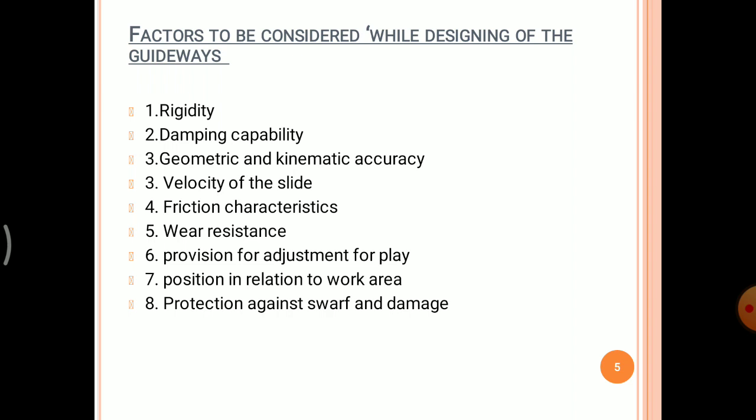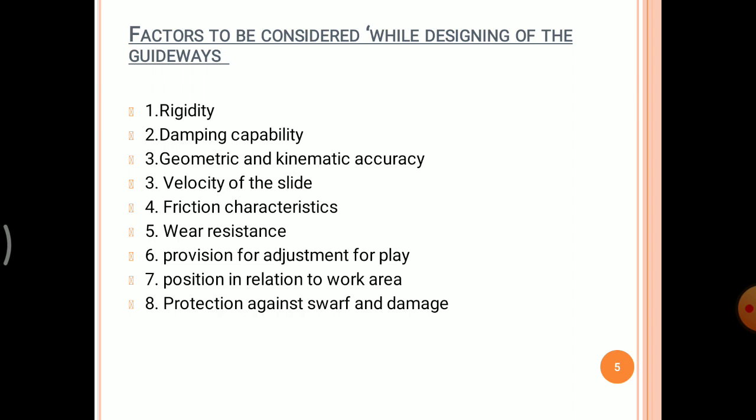Number 2, damping capability. What is damping capability? We know that on the machine structure there is vibration. So the guideway should have the ability to damp out this vibration, to eliminate this vibration. That is called damping capability. Number 3, geometric and kinematic accuracies.